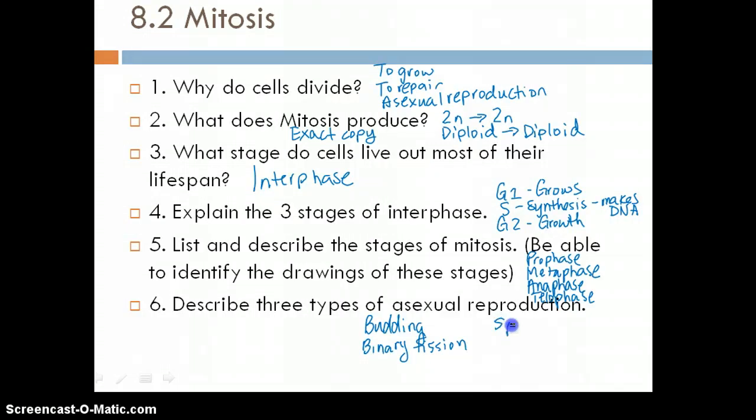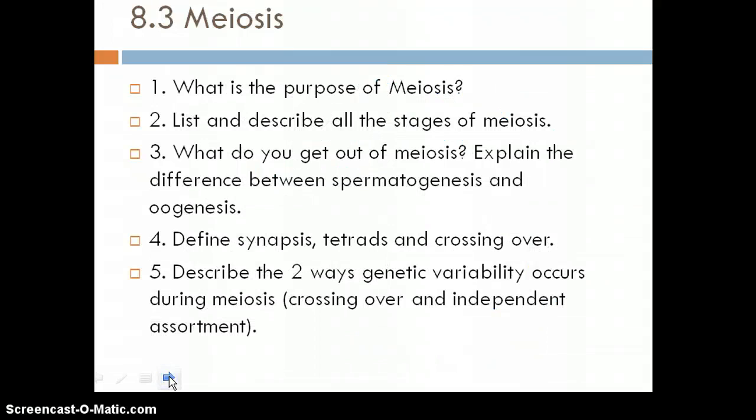Spores would be an example. This word here, you'll need to be aware of. Binary fission is basically when we're talking about a single-celled organism like a bacteria going through the stages of mitosis just to make a new organism of itself. All right, the purpose of meiosis is to make gametes, which are the sex cells. Egg and sperm for humans.